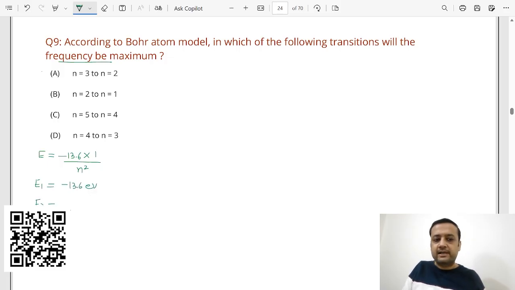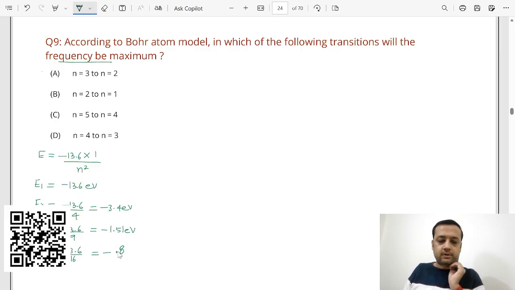If I have to find the energy of the second orbit, that will be minus 13.6 by 4, which is minus 3.4 electron volt. Similarly, E3 will be minus 13.6 by 9, so that will become minus 1.51 electron volt. And then E4 we can calculate: minus 13.6 divided by 16. This will be how much? 16 8 128... 16 96 112 128. So 0.8 will be remaining. Yeah, so 0.85 electron volt.